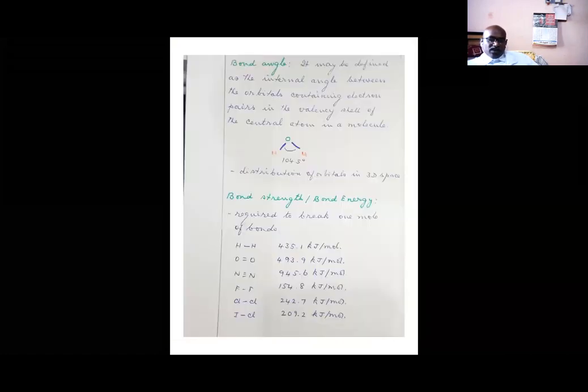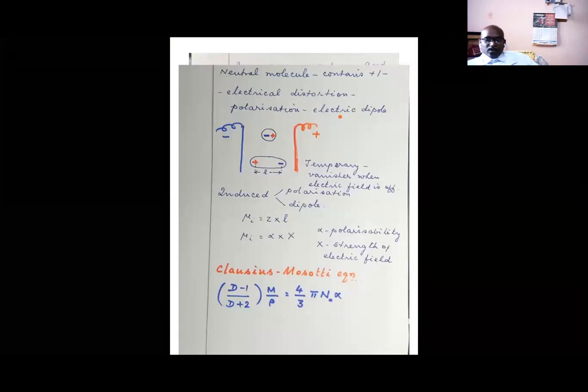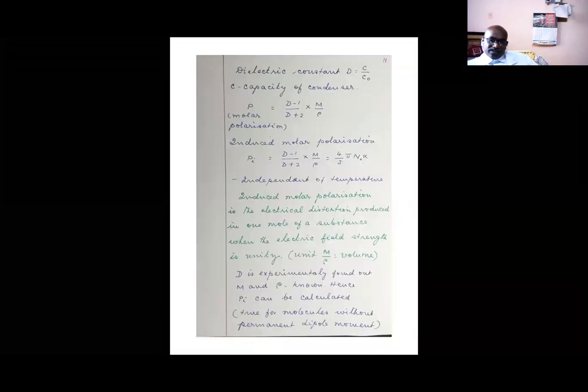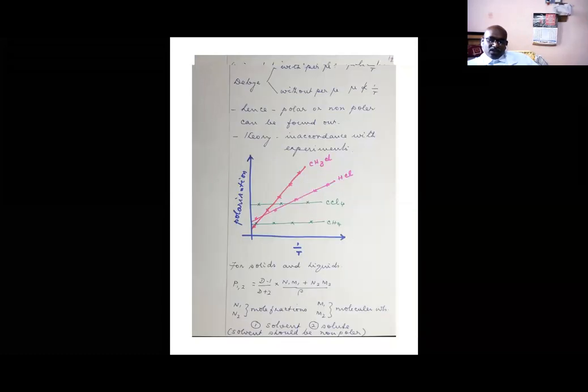And also we have seen what bond angle, bond strength and bond energy are. And we have also discussed the importance of the hydrogen bond. And also we have seen the electrical polarization and the Clausius-Mossotti equation and the Debye equation, and how they all differ for solids and liquids. And these are all the things we have seen. With this, I am completing my part in unit 3. So unit 3 in my part is over.